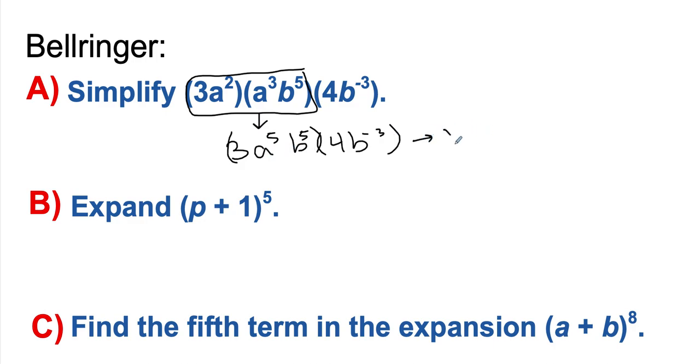So 3 times 4, that's a 12. A to the fifth, and we add our exponents here, so that's b squared. So that is our monomial that we get when we multiply things out.